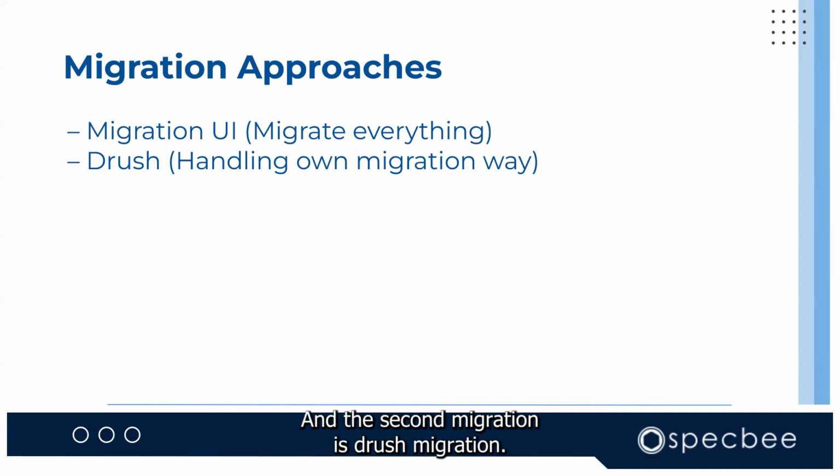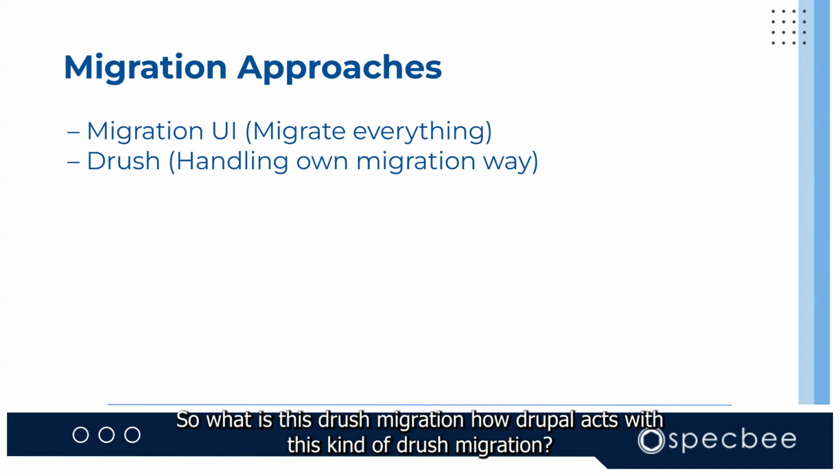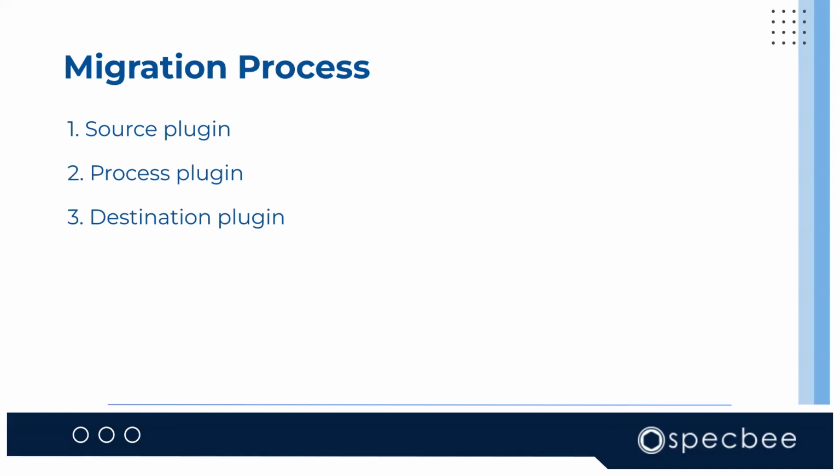And the second migration is the Drush migration. Generally, we are using this kind of Drush migration for most of our projects. So, what is this Drush migration? How does Drupal act with this kind of Drush migration? When we are talking about migration, there are a total of three parts involved: one is the source, one is the process, and the last one is the destination.